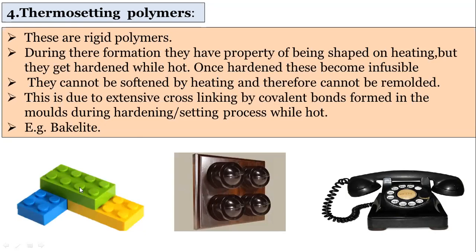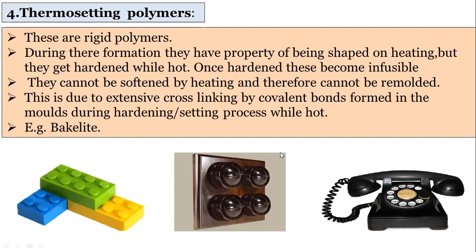I will explain. If these polymers are heated, what is happening? They form an infusible mass, and these cannot be reused and remolded, because if these polymers are heated, they form an infusible mass and they cannot be softened. After heating, they cannot become soft. They form an infusible hard mass, so they cannot be remolded. And this property is due to the extensive cross-linking by covalent bonds.